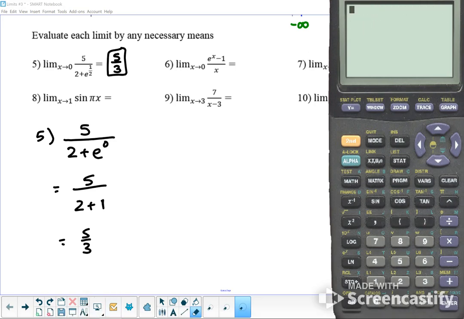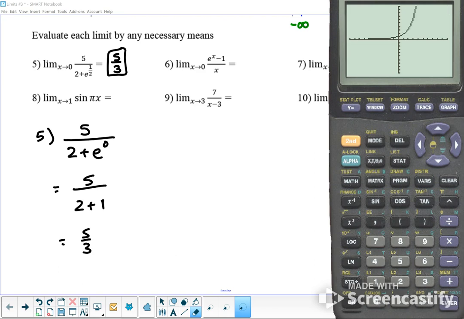So I'm going to go ahead and graph number 6. I'm going to put in parentheses e to the x, close that, then minus 1. Close that parentheses also, and then divided by x. I don't need parentheses for the x because it's only one term. Okay, and I'm going to go ahead and zoom in 6 to reset my graph. And let's see what it looks like.